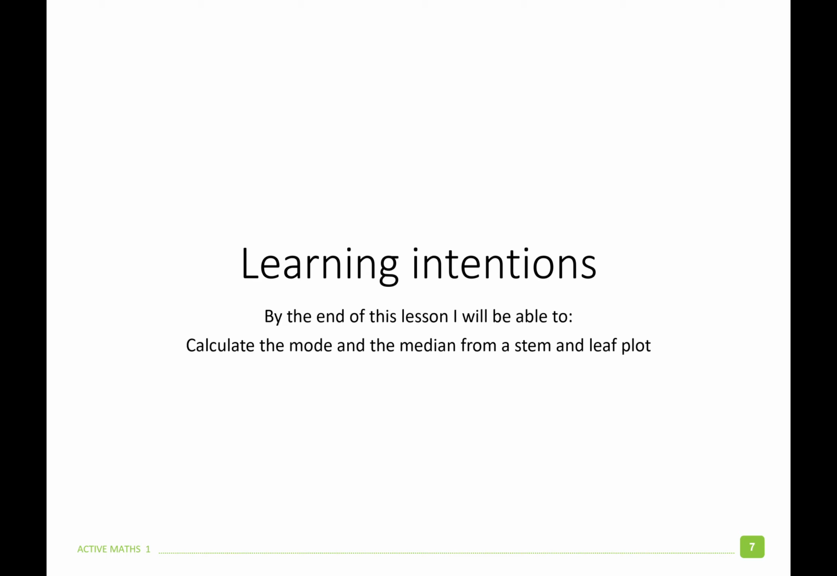Hi guys, our learning intentions for today are by the end of this lesson, you will be able to calculate the mode and the median from a stem and leaf plot.